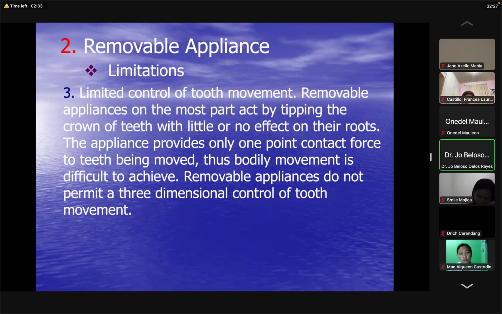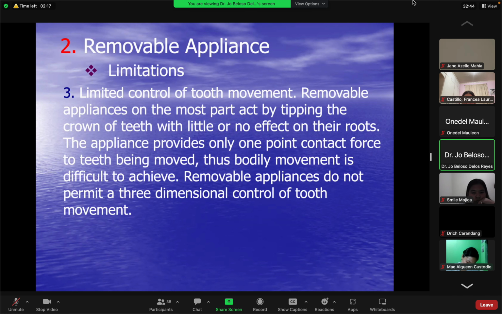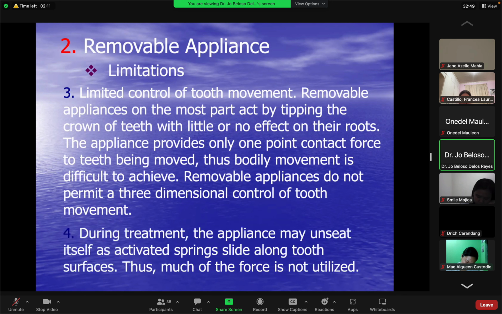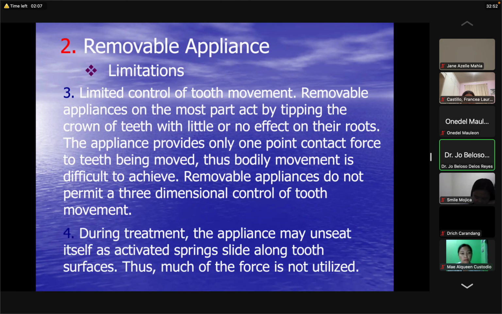Removable appliances for the most part act by tipping the crown of teeth with little or no effect on their roots. The appliance provides only one-point contact force to the teeth being moved. Thus, bodily movement is difficult to achieve. Removable appliances do not permit three-dimensional control of the tooth movement. During treatment, the appliance may unseat itself as activated springs slide along the tooth surface. Thus, much of the force is not utilized.